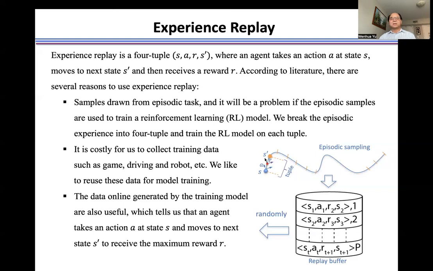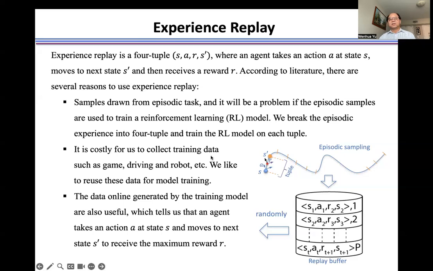The reasons behind the experience replay are here. So far from the literature, we have three reasons. First, when we train Q-learning using the sequence of the experience, it will cause the model to be unstable, and the result is inaccurate. So we need to break the correlation between the tables. That's one reason we split this episodic sampling into pieces and put the pieces in the replay buffer.